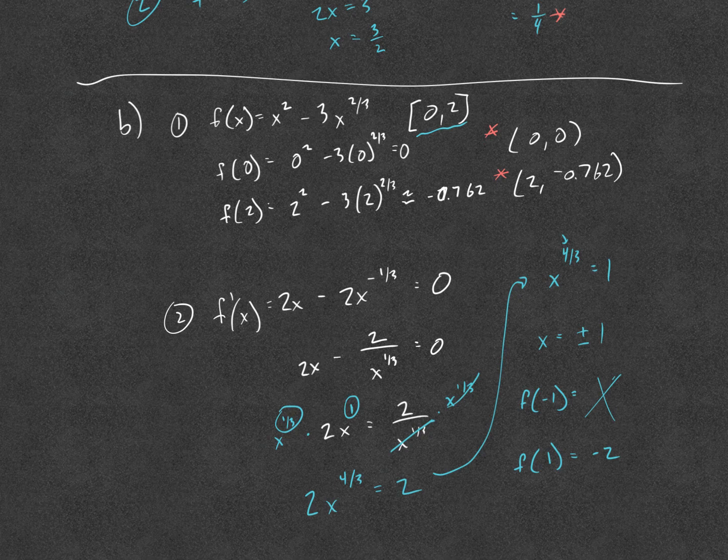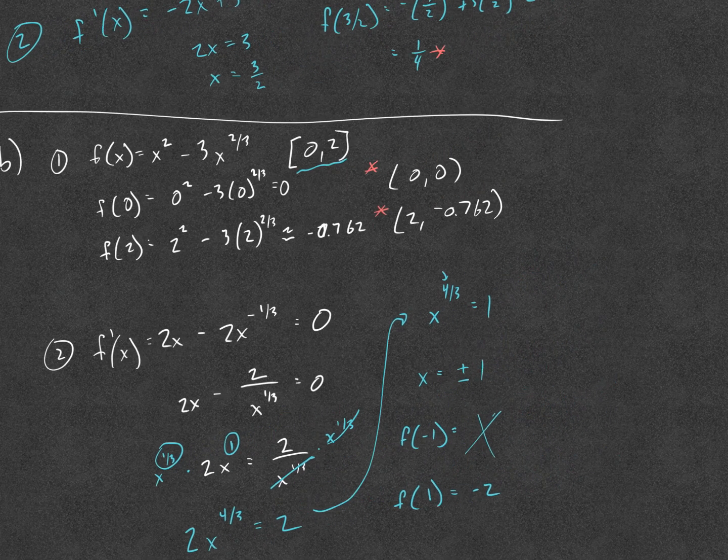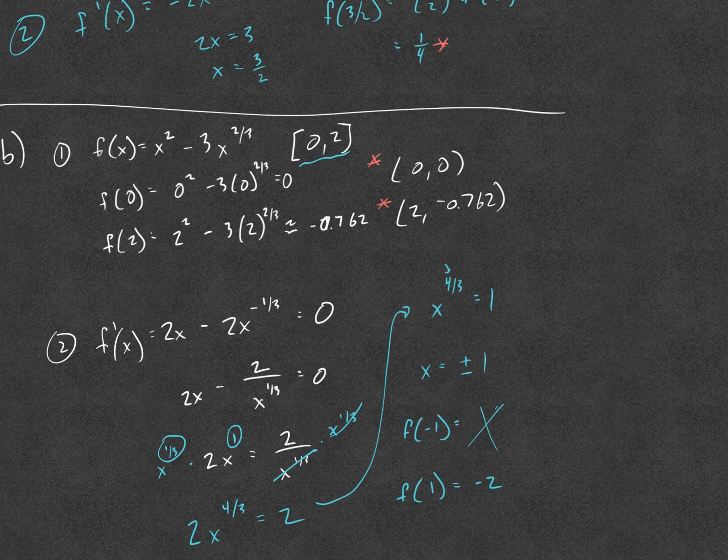Okay, so going back to the other 2 points that we have, now our third point is 1, -2. We have 3 points here. 2 at the endpoints and 1 critical point. Which one is the absolute max? The highest y coordinate is right there. Absolute maximum. And which one is the absolute min? The lowest y coordinate is right there. Absolute minimum. All right, that's how it works.